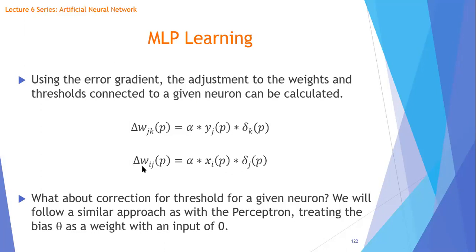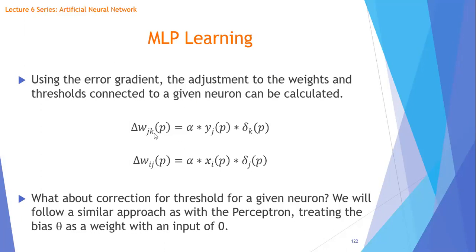And if you want now to correct a weight that's sitting between your input layer and your hidden layer, so I is the input layer, J is the hidden layer, so it's against alpha, and now your input would be a proper input. That's the input to your hidden layer, and you're going to use delta J now, which is the error gradient on the neuron in the hidden layer. Now, what about correction for the threshold for a given neuron?